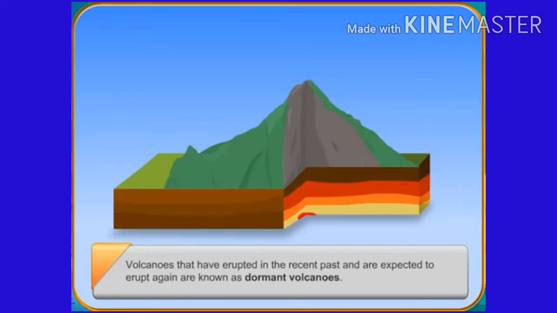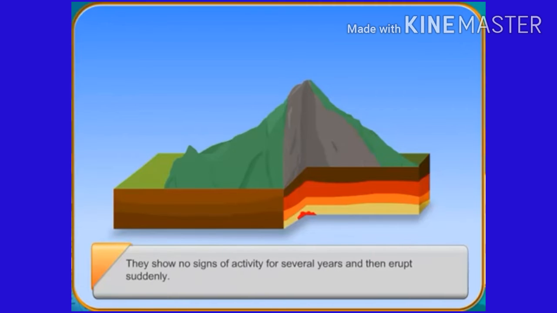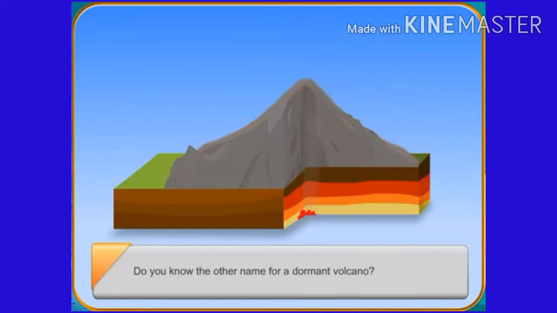Volcanoes that have erupted in the recent past and are expected to erupt again are known as dormant volcanoes. They show no signs of activity for several years and then erupt suddenly. Do you know the other name for a dormant volcano? Dormant volcanoes are also known as sleeping volcanoes.